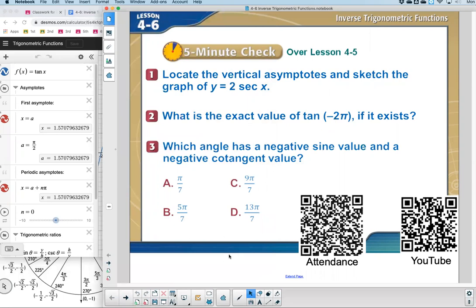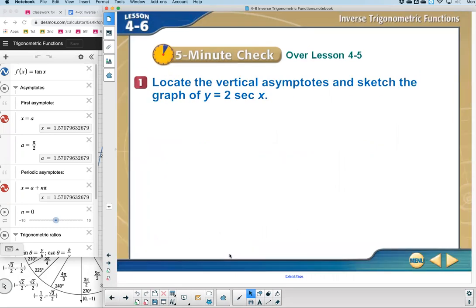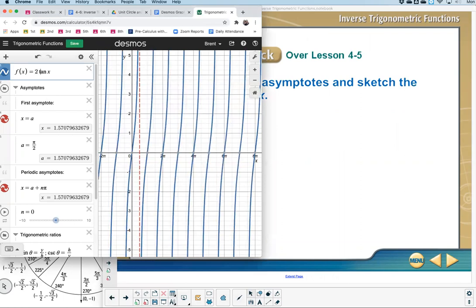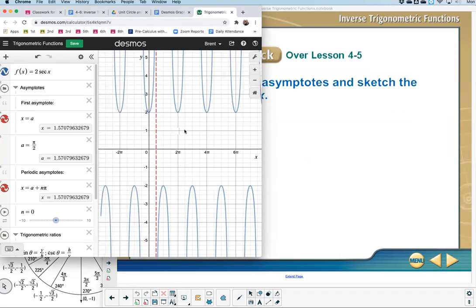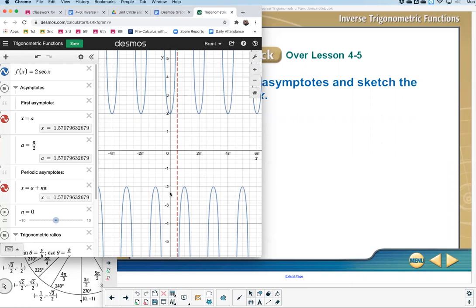Number one asks us to find the vertical asymptote and sketch the graph of y equals 2 secant x. I'm going to clear this just to make it easier to see. So we want to know, where are the vertical asymptotes for 2 secant x? As you can see on this graph, my first asymptote I've thrown in there is in the right location.